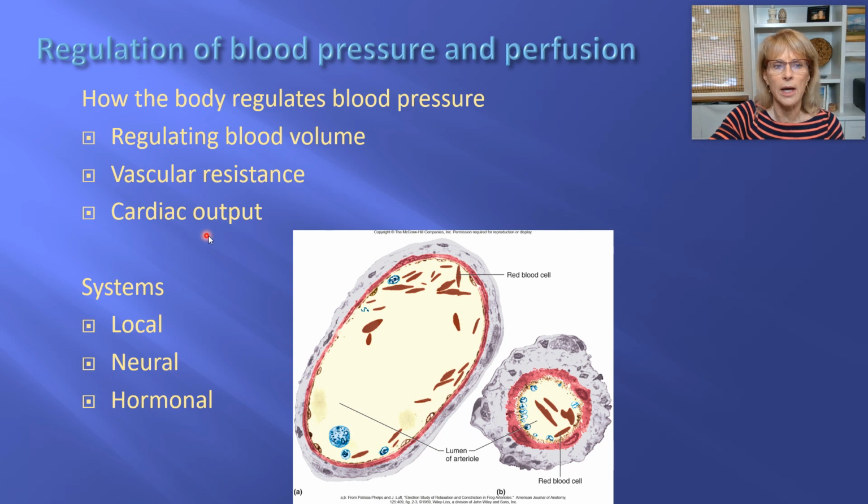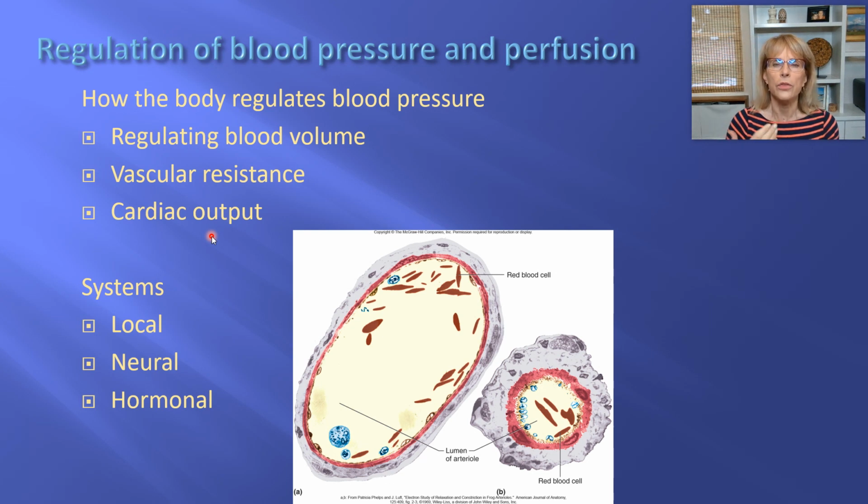And then cardiac output. The cardiac output is determined by stroke volume and heart rate. And we know that stroke volume is determined by end diastolic volume and ejection fraction, right? So these are things that also can be modulated in order to keep blood pressure right in the sweet spot, right in that homeostatic zone.